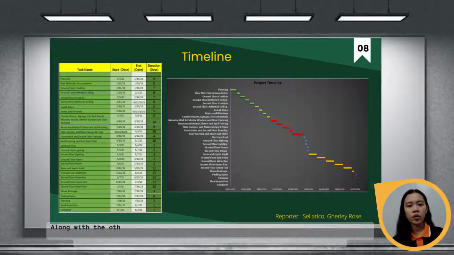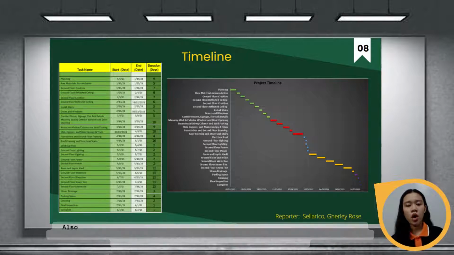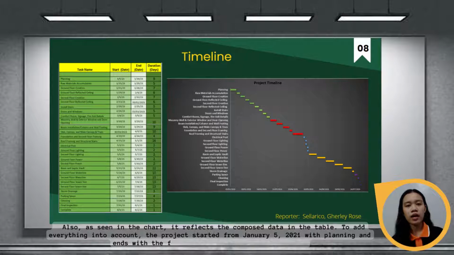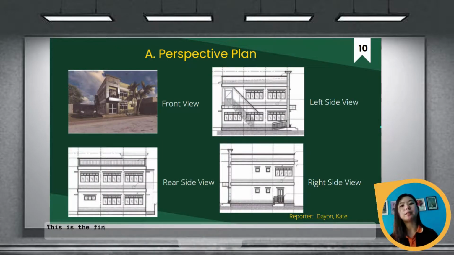Along with the other parts, the project timeline consisted of building the parking space, cleaning, and final inspection. As you can see in the table, it indicated specific dates and total numbers of days to construct a certain task. Also, as seen in the chart, it reflects the composed data in the table. To take everything into account, the project started from January 5, 2021 with planning and ends with the final inspection on August 2, 2021. This is the final look of the building.